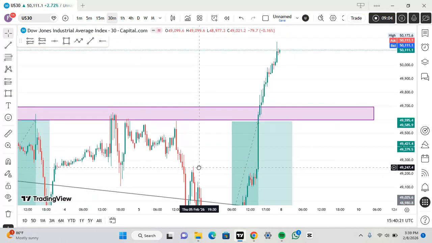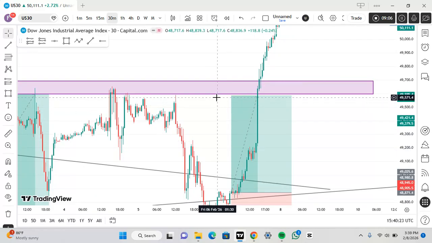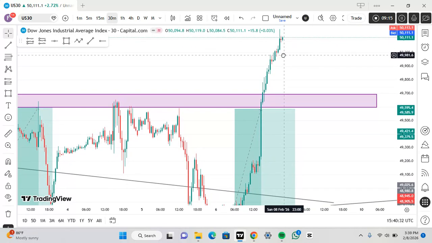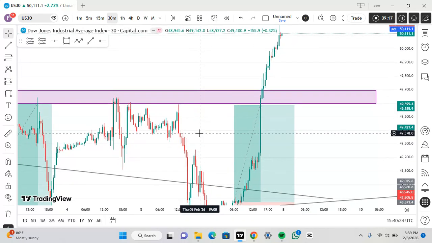And what did I say initially? I said I was expecting price to break this resistance level. That's why I was only buying. So price actually broke it and moved higher, right? So that's how I got into this trade.